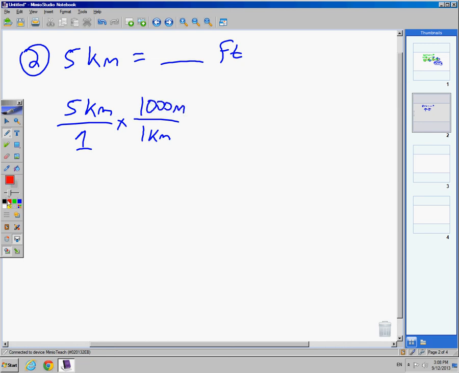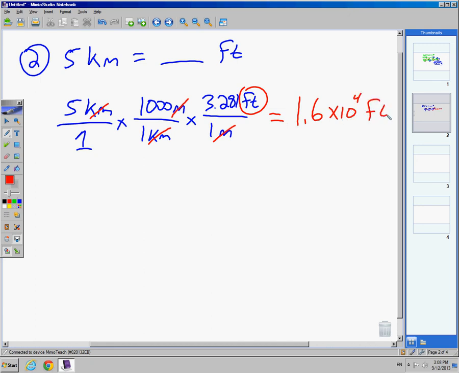Looking at this now, I'm going to cross off kilometers. We're getting closer because a meter is smaller, maybe the length of your arm, a little longer than that. So we're going to convert something here. I'm going to say 1 meter, which is going to be on the bottom again to cross off, equals, I believe it's 3.281 feet, if I remember correctly. Let's cross off meters and meters. I'm left in feet. I do the math of 5 times 1,000 times 3.281, and I get approximately, in scientific notation, 1.6 times 10 to the 4 feet.